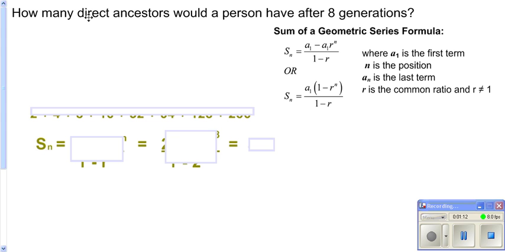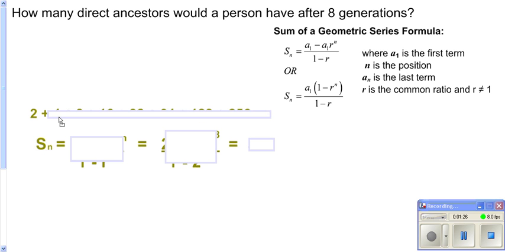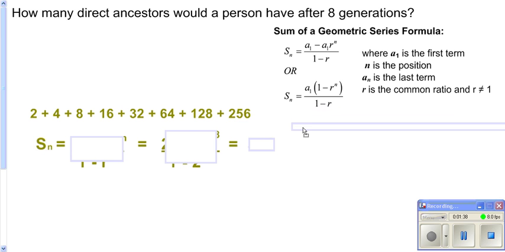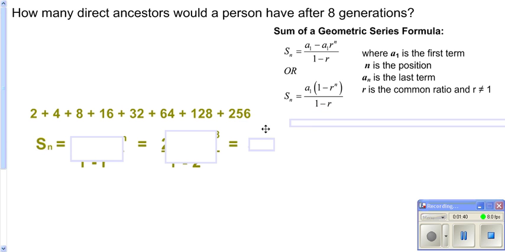So let's go ahead and find how many direct ancestors a person would have after 8 generations. Well, let's start by listing out our generations. You each have a biological mother and father, and then they each have biological mothers and fathers, so you'd have a total of 4 biological grandparents. And then you go back another generation, you get 8, another generation, you get 16, and so on. And we're trying to figure out how many you're going to have.